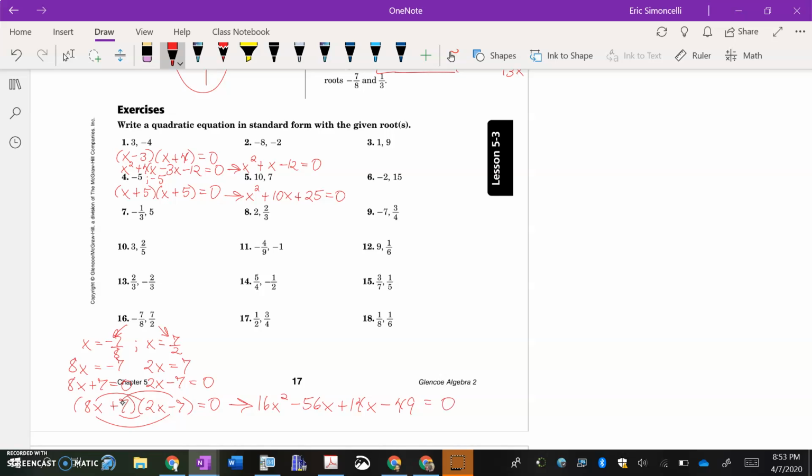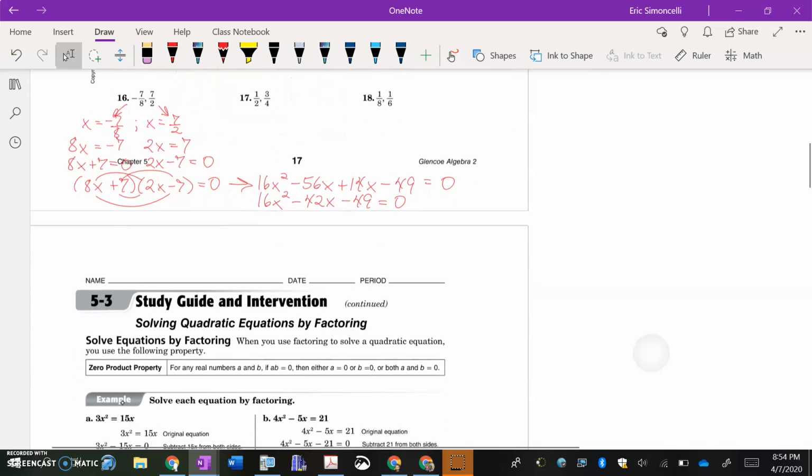Don't forget that equals 0. Our final answer should be equal to 0. So if we do the math here, we've got 16x squared. These two like terms, negative 56 plus 14, will end up being negative. Do a little bit of math in my head here. 56 minus 14, so negative 42x minus 49. There's your final answer. That is the quadratic in the form that I'm looking for. All right, let's finish up with the last page here.